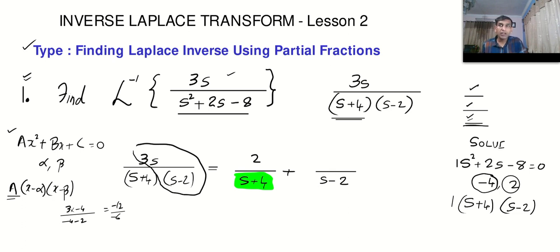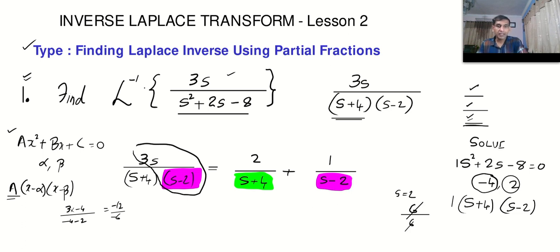And when will the second factor, I'll use another color, become 0? When s is equal to 2. Now I'll put s equal to 2 everywhere other than s minus 2. So what will I get? 3 into 2, that is 6, divided by 2 plus 4, 6. So 1. Done. Decomposition done.